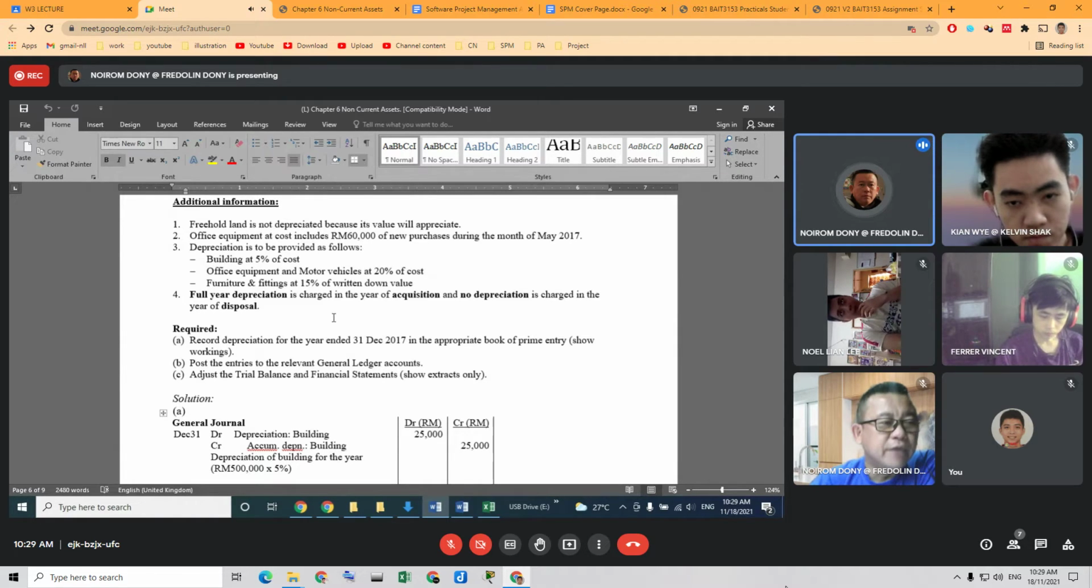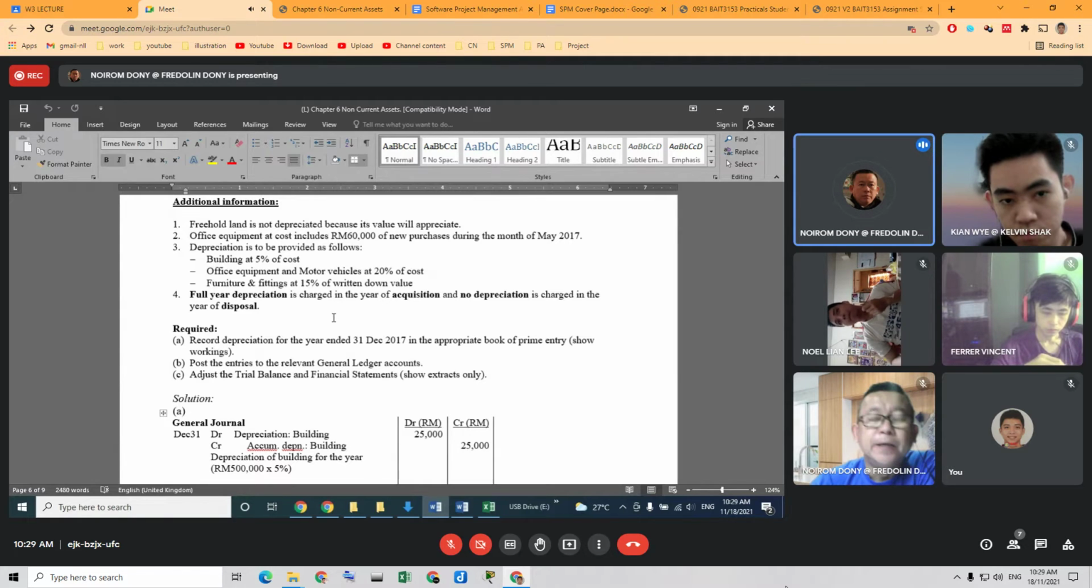Because we only have 2 methods: one is straight line and one is reducing balance. So like in your notes also, it tells you this method is also known as tax written down. So not tax written down, written down value, isn't it? So it's the same thing.